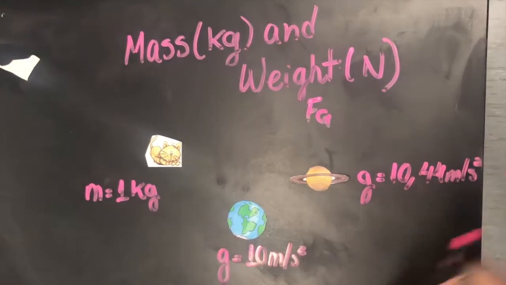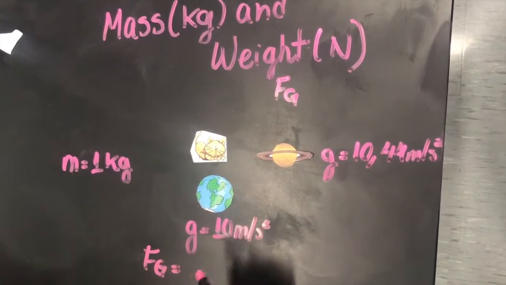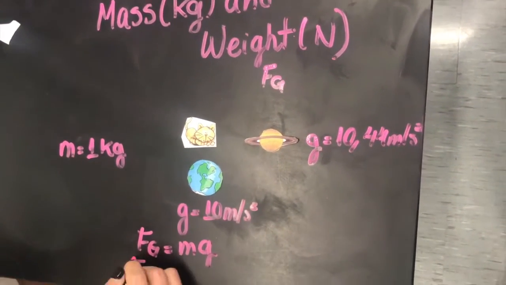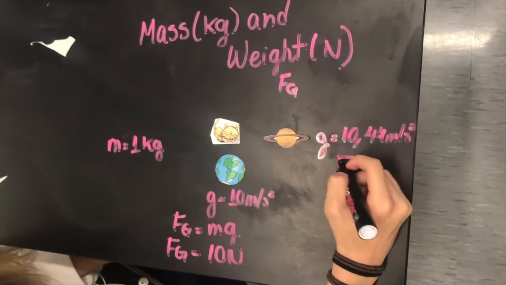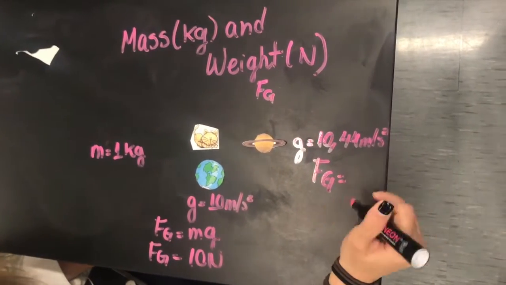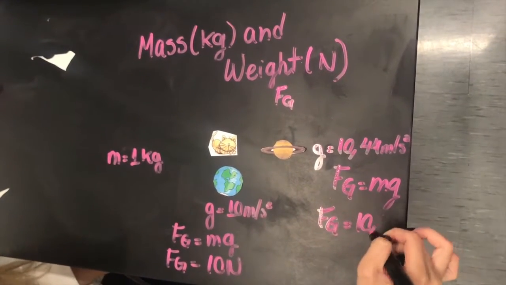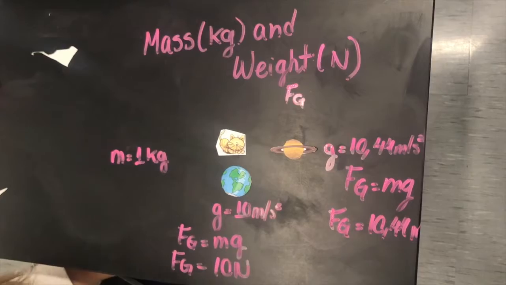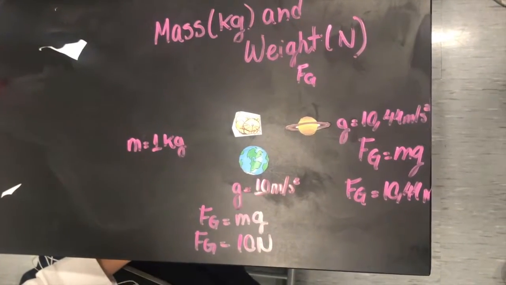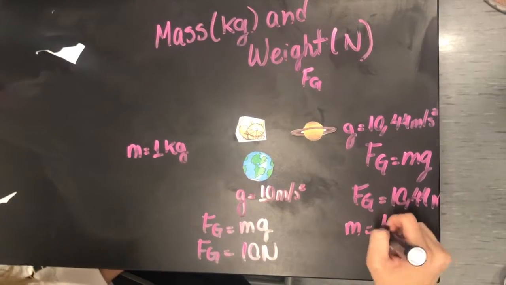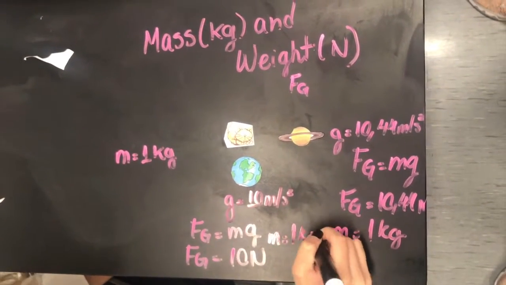If I take the cat to the Earth, I will find his weight through Fg equals mass times acceleration due to gravity, and that will give me Fg equals 10 newtons. If I take it to Saturn, I'll use the same formula, and I get that my weight is 10.44 newtons. It is important to remember that the mass does not change, so I have it as 1 kilogram in Saturn and on the Earth.